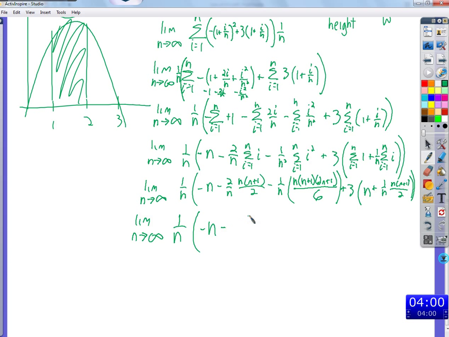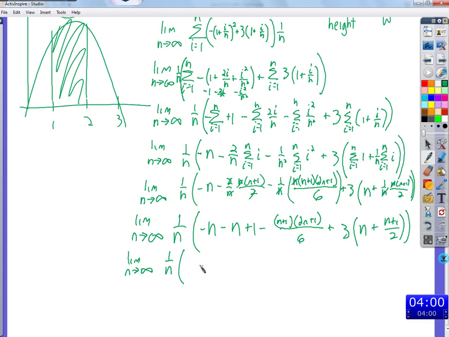Negative n minus, well, this n and this n can cancel each other out. This 2 and this 2 can cancel each other out. So we can just do n plus 1. That's nice. Minus, okay, this n and this n can cancel each other out, so that's nice. So we get n plus 1 times 2n plus 1 over 6 plus, okay. We'll just leave the 3 out here for a second. n can cancel with n, we get n plus 1 over 2. Here, let's see, we got negative 2n plus 1 minus, let's say 2n squared plus 3n plus 1, just multiplying these together, over 6 plus 3n plus 3 over 2, just distributing that 3 to everything there.